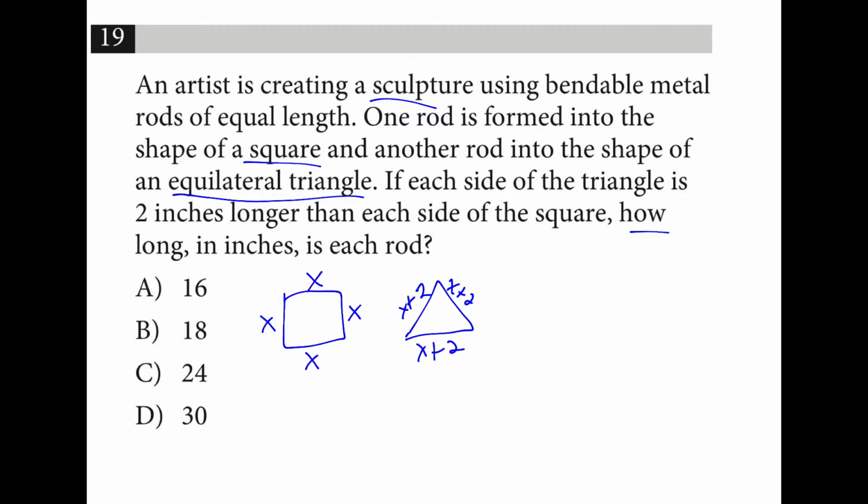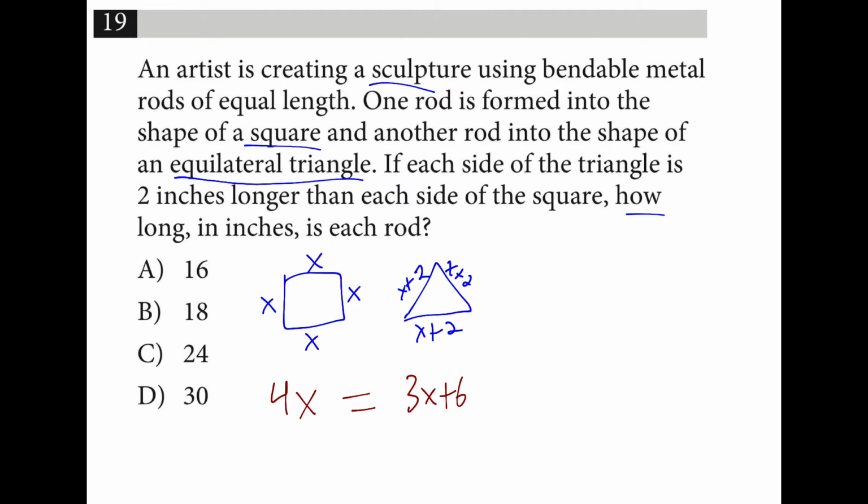And they want to know how long in inches is each rod. Oh, I see. So this over here, 4x would be 1 rod, and this over here, 3x plus 6 would be 1 rod. So they're equal to each other. So this becomes x is equal to 6, and how long in inches is each rod? You just multiply it by 4, and you get 24.